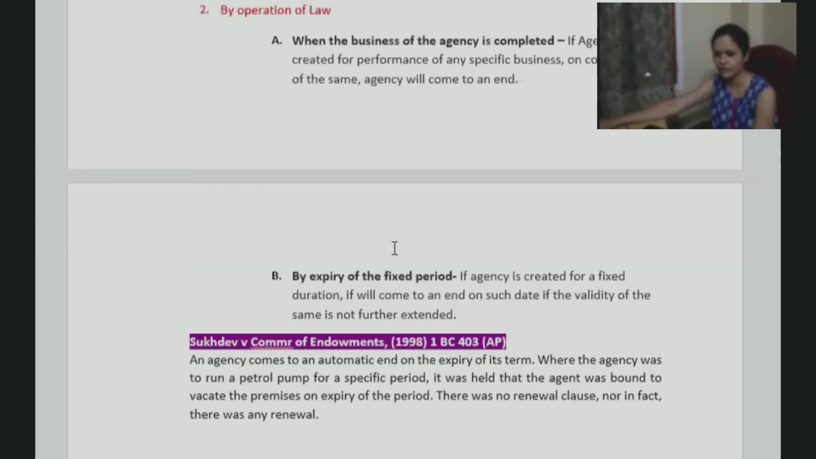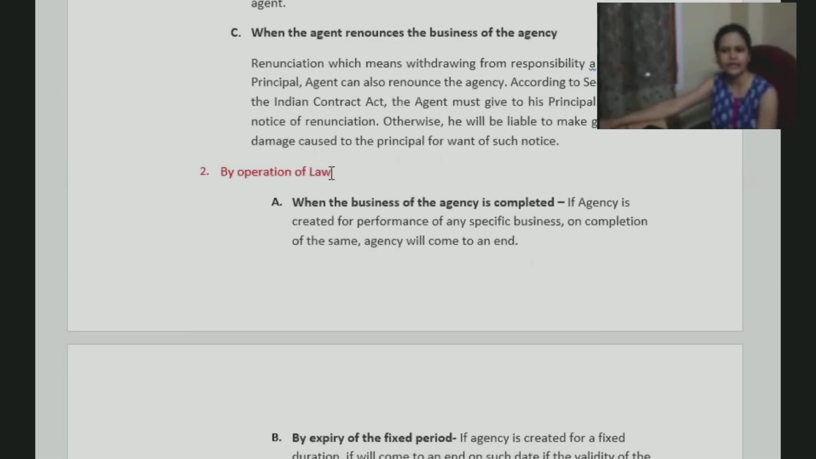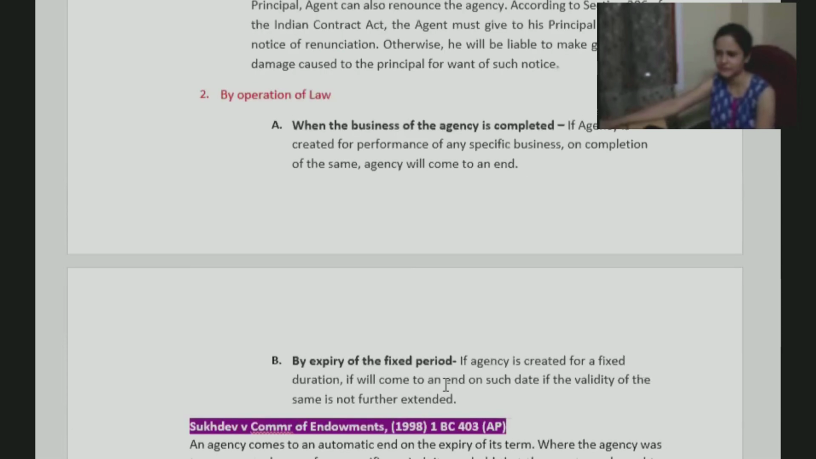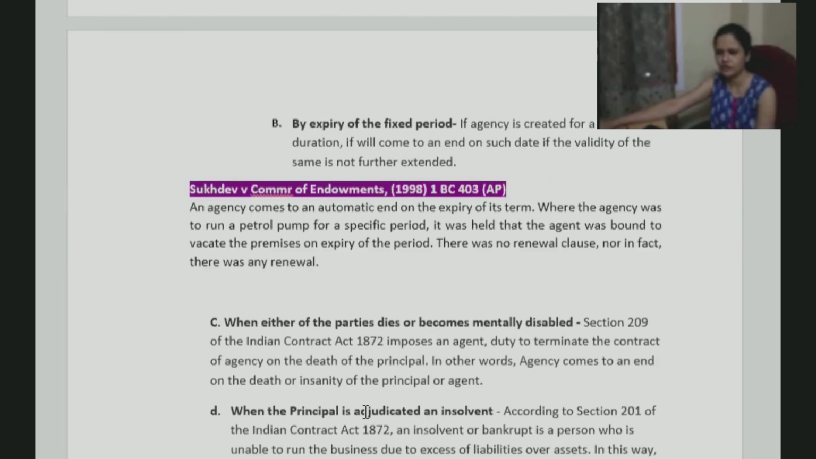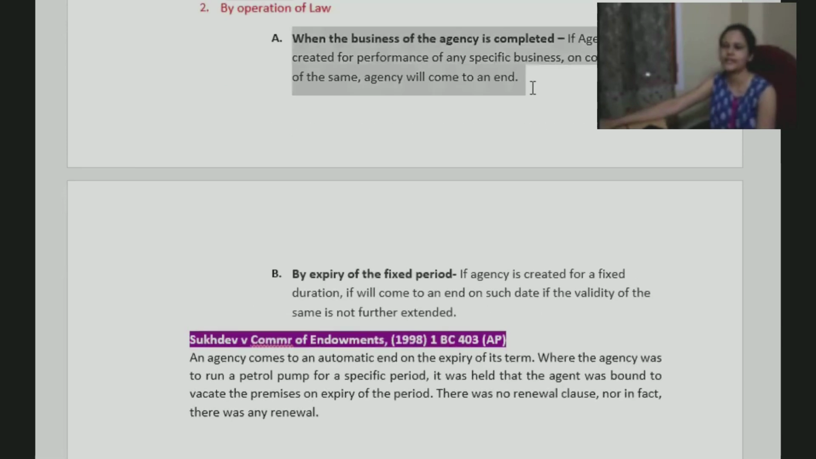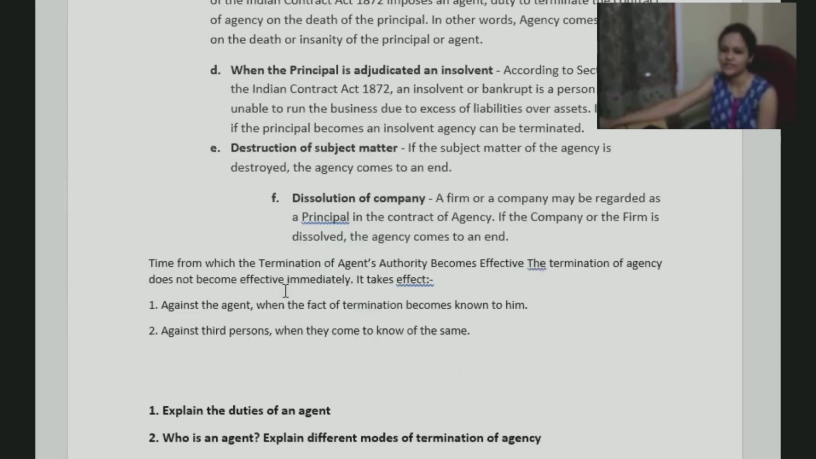So all these six ways come under by operation of law, and for act of parties we have basically three. So three for this, six for this one. Here we have a combination of general provisions as well as what is mentioned in the agreement. Based on that, it will be accordingly decided whether it is putting an end to the agency relation or not.